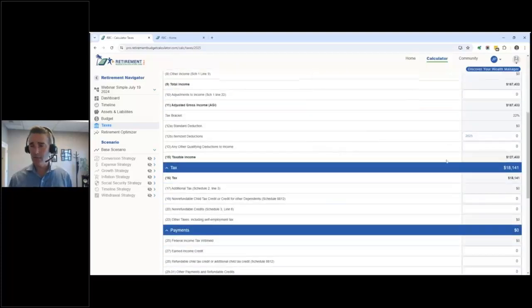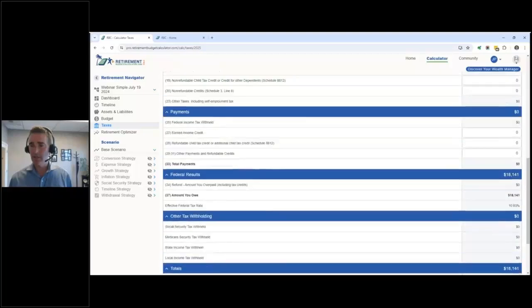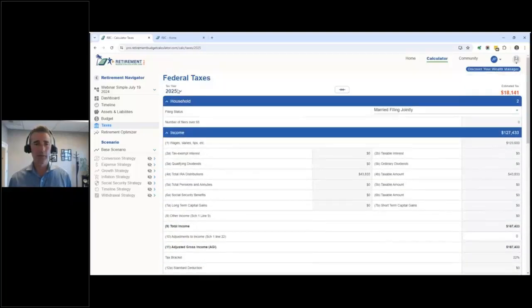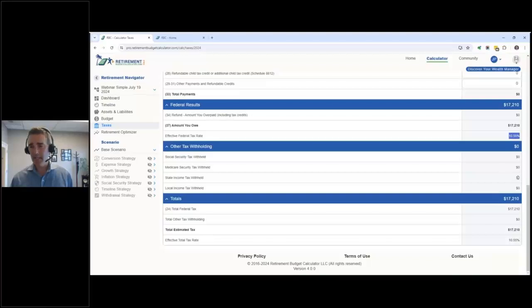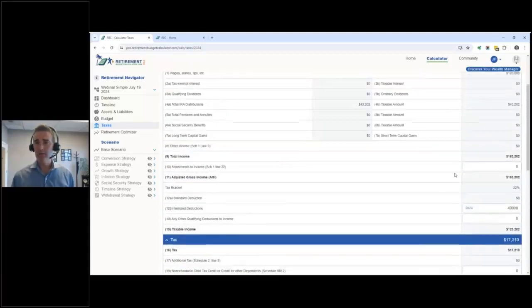Going down, taxes. So we show you what the tax liability is. Let me go back to my current year. You can scroll through your different years. Amount you owe in taxes, $17,000, your effective tax rate. Now, if you have state income taxes and you're showing the dollar amount, that will be right here in this area. And then your total taxes down here.